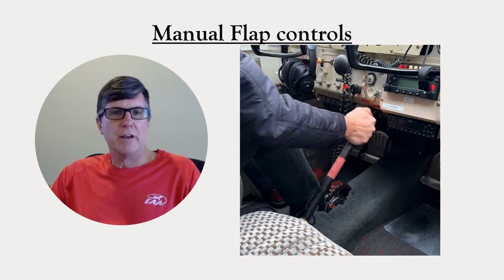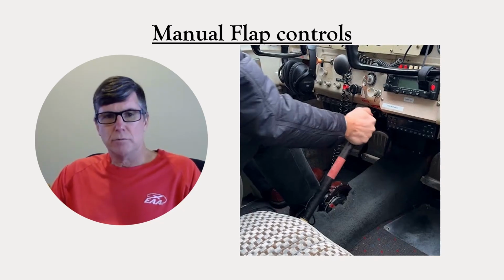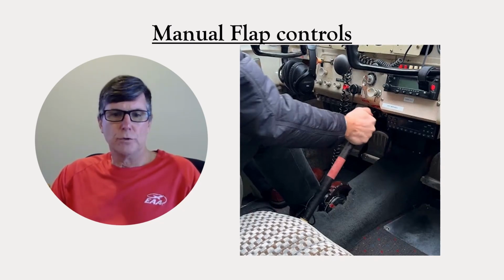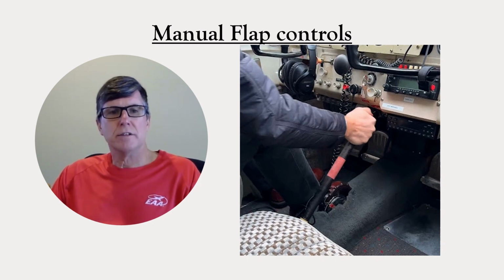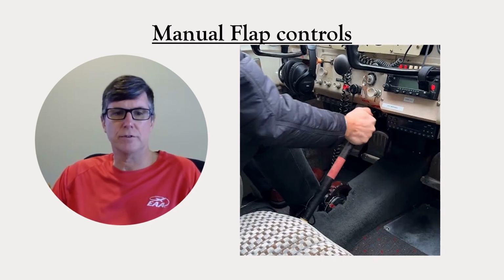Some aircraft have manual flap controls. These take the form of a lever. The pilot pulls up on the lever to extend the flaps. You'll need to push a button on the end of the lever in order to release the lever and let it move between the various detent positions that correspond to different flap notches.